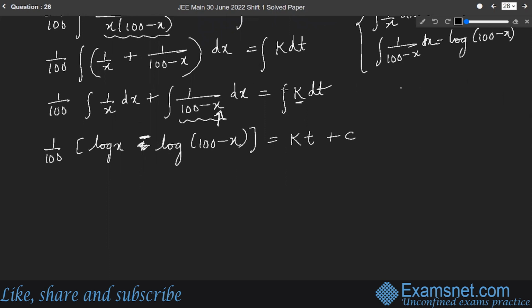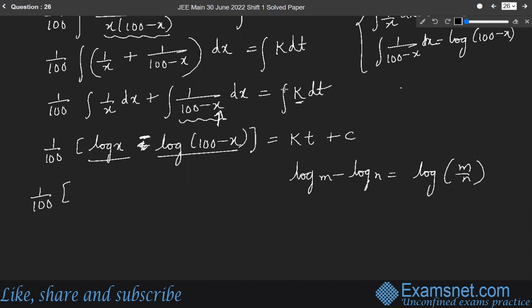Again, we have to use a property here, which is log m minus log n. It is always equal to log m by n. You can see that we have log m minus log n. So it will be 1 by 100 into log m minus log n, which is log m upon n. So log x upon 100 minus x, right? And in the right hand side, we have kt plus c. Now, this is the value when we integrate this term, right? Which is 1 by 100 into log x upon 100 minus x is equal to kt plus c.